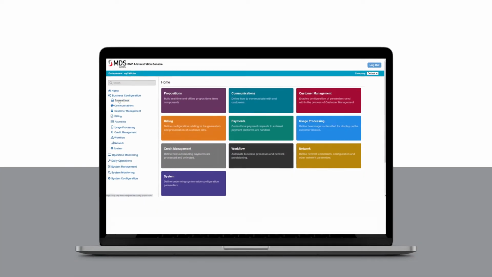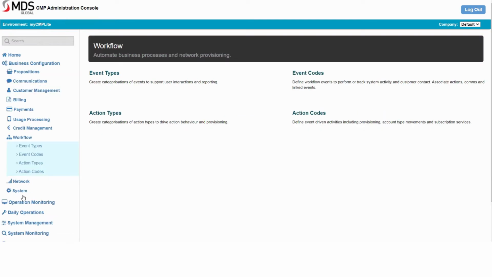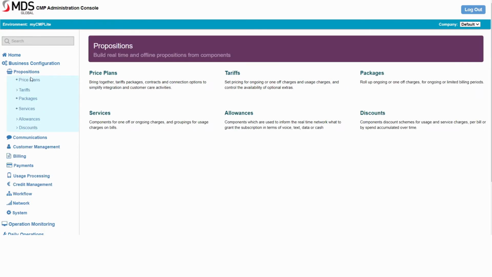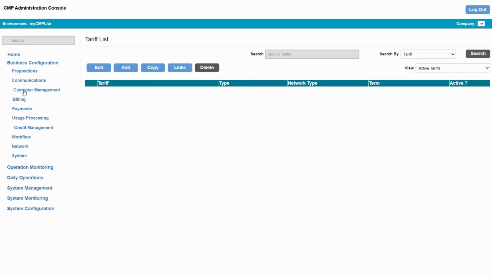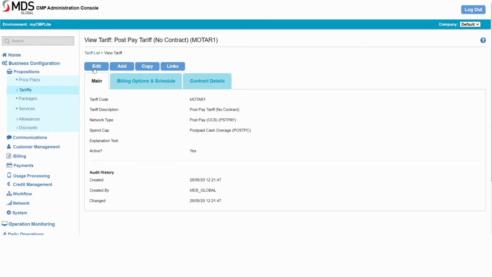MDS Global's configuration tools empower business users to create compelling and competitive products and service packages with an agile and easy-to-use portal. It supports prepaid, postpaid, and hybrid combinations of traditional telecom services for consumer and enterprise markets, as well as non-telco and third-party services like software subscriptions, event-based services, or insurance products.